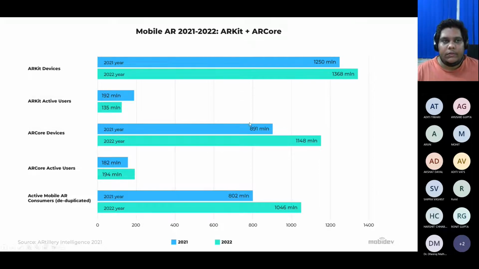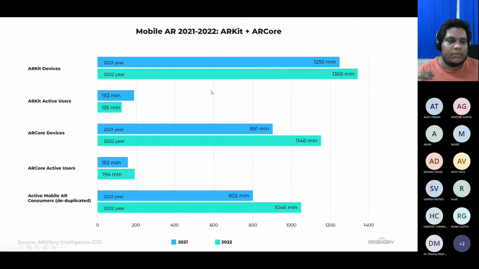Okay, so if you see, ARKit devices would basically mean iOS devices. So iOS devices, as you can see, are increasing every year, obviously. And there are 1,250 million AR devices in 2021. However, blue is 2021, right? Yeah, blue is 2021. The users for AR are only 192 million out of that. So look at the gap that is there.